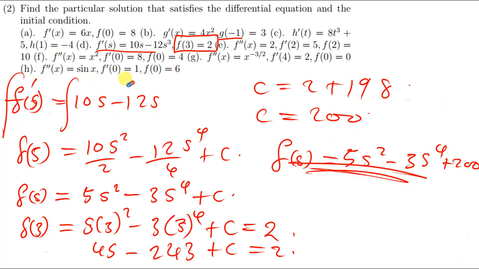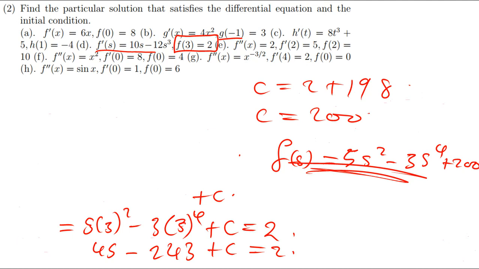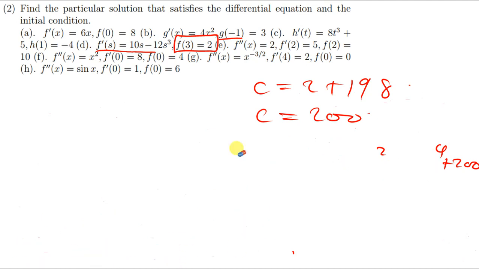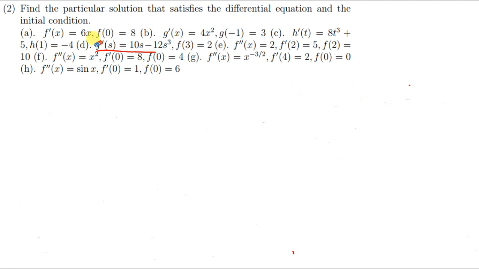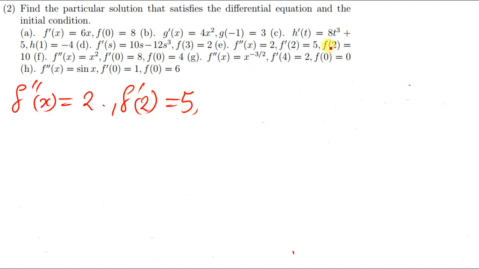Okay, let's quickly pick the next question. So I'm a bit fast because these questions are very simple and straightforward. So we get this one. This is the second derivative. F double prime of x is equal to 2. And then the other condition that we've been given is that f prime of 2 is equal to 5. We also have f of 2 is equal to 10. Okay, this is the other condition.